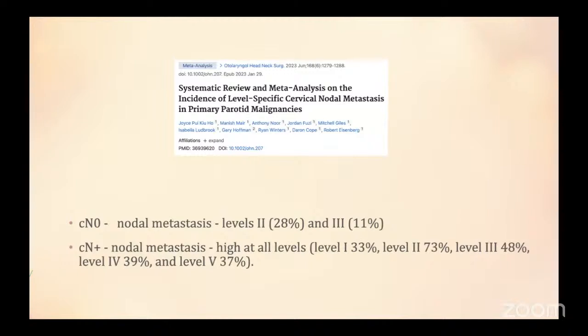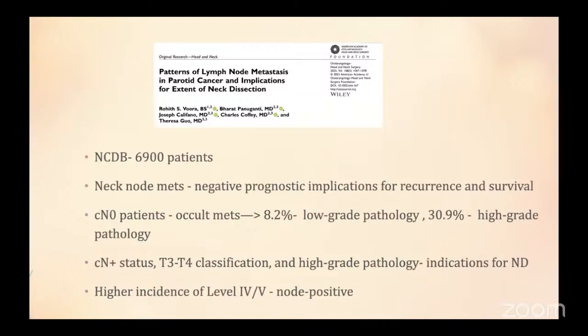In a clinical N0 patient, nodal metastasis is most commonly in level 2, followed by level 3. It also depends on the histology of the tumor. And in neck node positive cases, nodal metastasis is high at all the levels. So this is an NCDB database of around 7,000 patients, which shows that neck node metastasis is a negative predictor for recurrence and survival both.